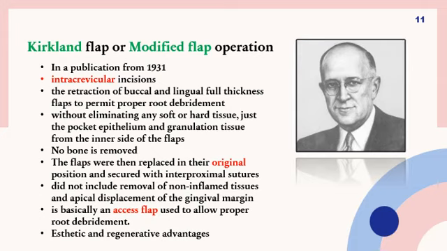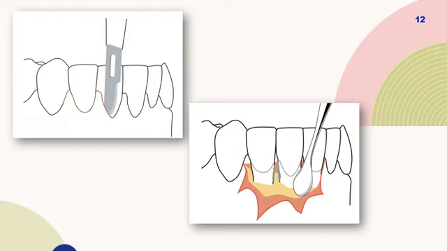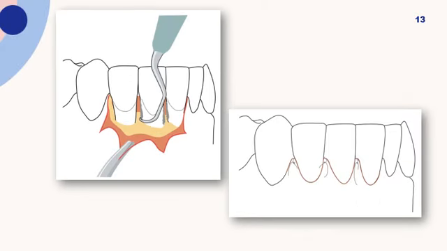So it's basically just an access flap to allow proper root debridement. It was suggested by Dr. Kirkland for aesthetic reasons, and also he suggested that a sulcular incision has a regenerative advantage. It gives the intrabony defect the chance to regenerate.